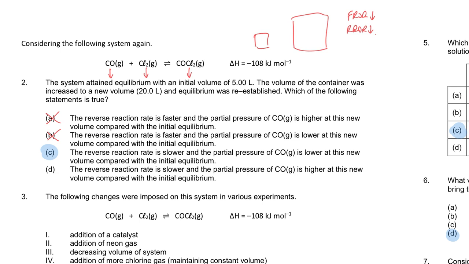You're going to be able to remove by process of elimination. The idea is that it's not going to go faster because the volume increased, and then it's not going to go higher because every partial pressure went down. All right, so there's that one there.